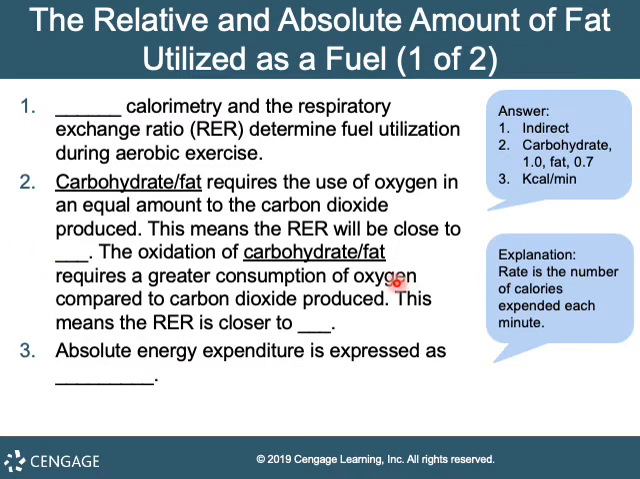The oxidation of fat requires a greater consumption of oxygen compared to carbon dioxide produced. This means the RER is closer to 0.7 for fat. Absolute energy expenditure is always expressed as kilocalories per minute.